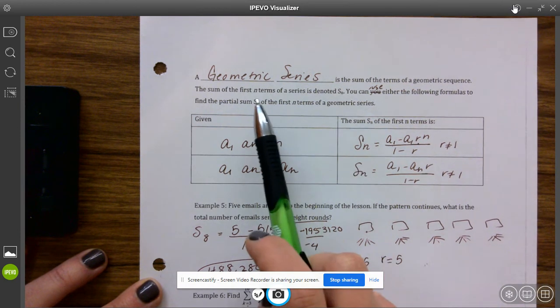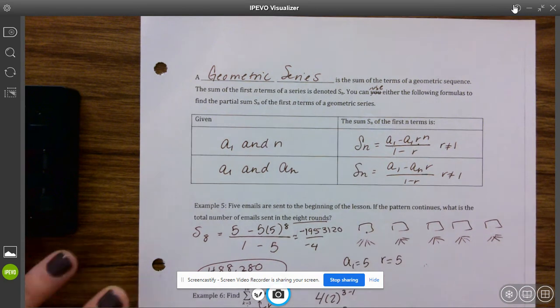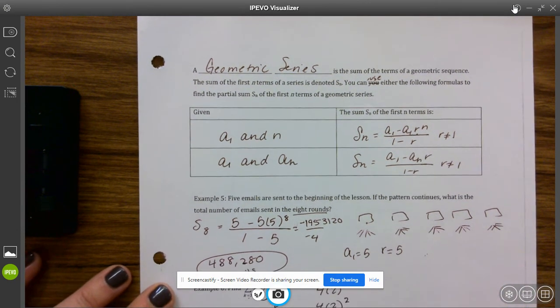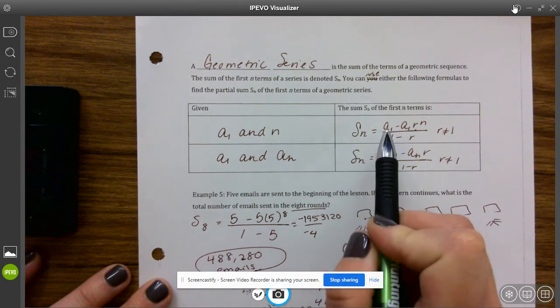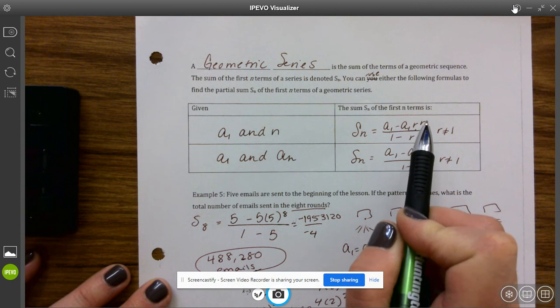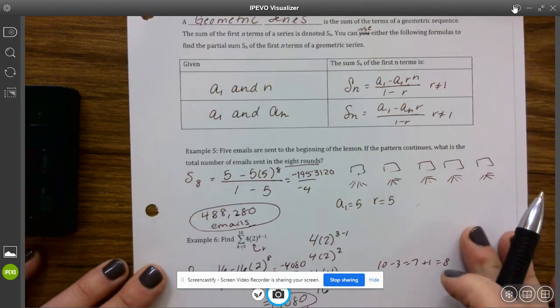The sum of the first n terms is denoted S sub n, and I say sub because it's a subscript. You can use either of the following formulas to find the partial sum. I tend to just use one formula. You can use either though, okay? S sub n is your sum, A sub 1 is your first term, N is how many terms you have, and R is your common ratio.